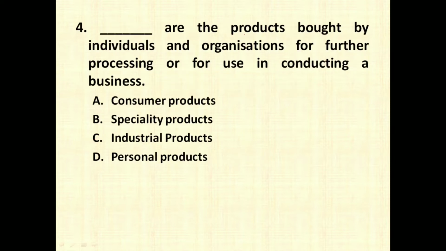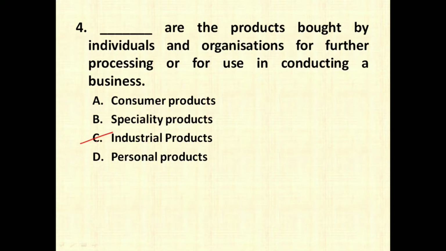Dash are the products bought by individuals and organization for further processing or for use in conducting a business. So correct answer is option number C, which is industrial products. So whenever an industry or a company buys products to make it into another form, then it is called as industrial products. For example, spare parts, tools, raw materials comes under industrial product.